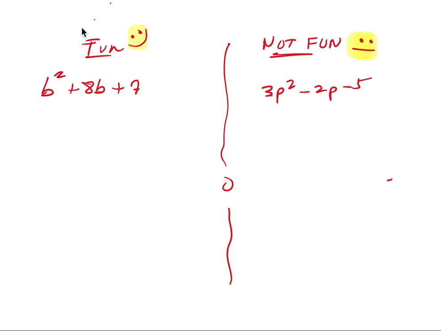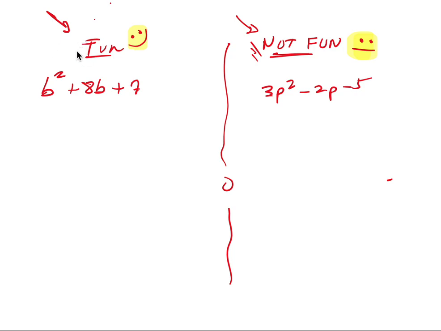Learn how to factor two types of problems. One type of problem which I call fun, and the other one that I call not so fun. Well, in reality, both of them are fun for me, but I thought it was funny to differentiate them that way. And actually, the reason why this is called not fun is because it requires a little bit more steps than the fun ones. All right.